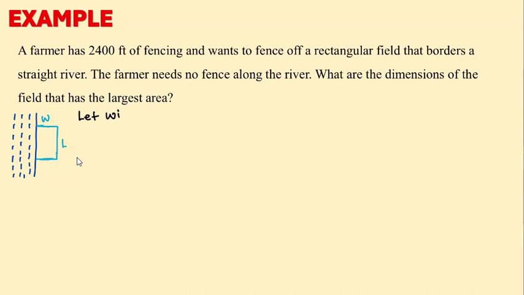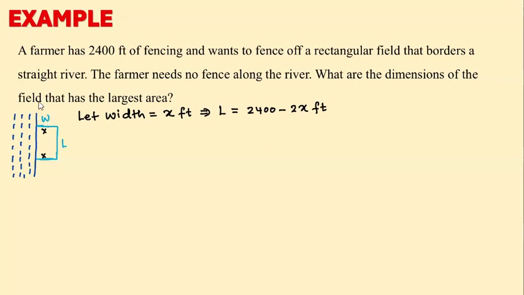Let width be equal to X feet. So this implies length will be equal to, you can see, if this side is X, width is X, this is also X. So the length will be total minus these two X. So it is equal to the total possibility, 2,400 feet minus 2X. That is the possible length.